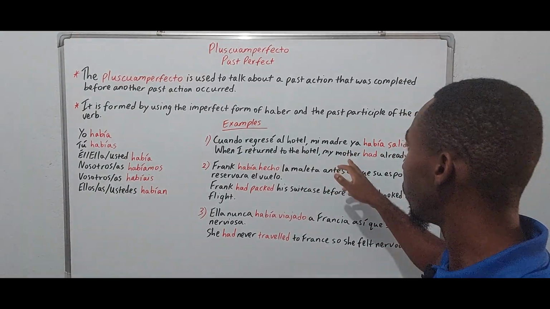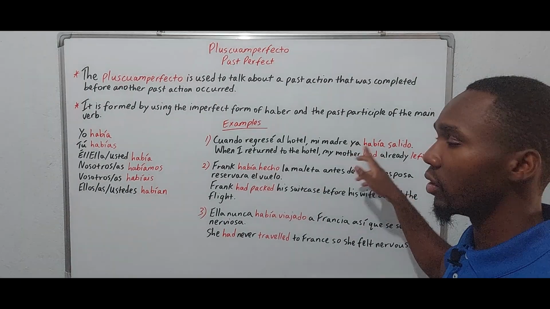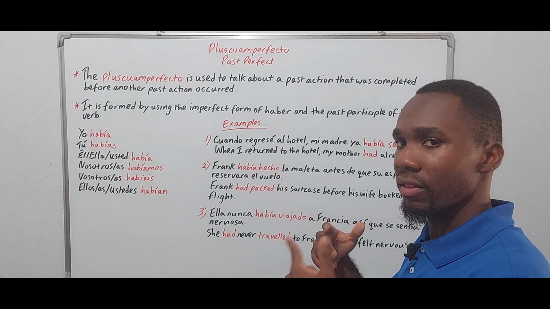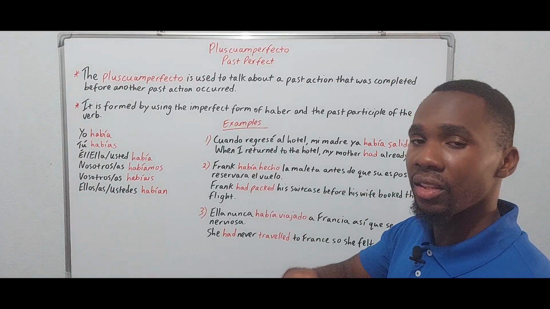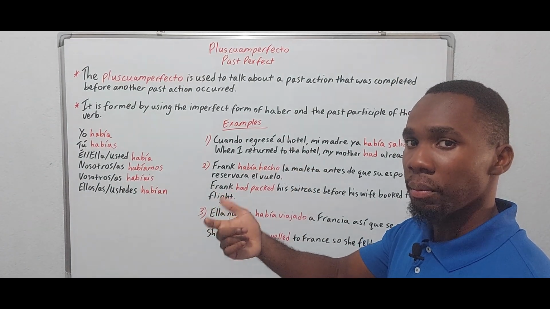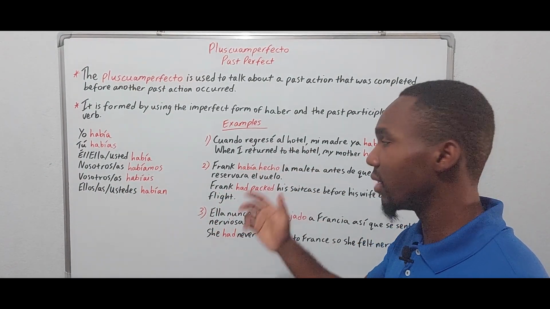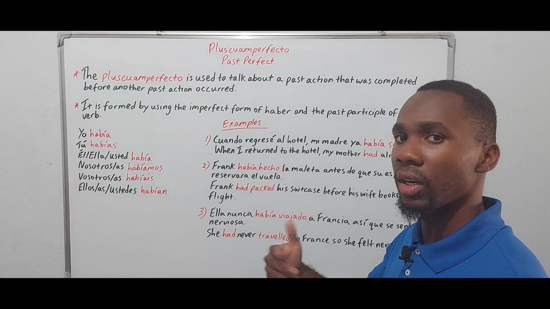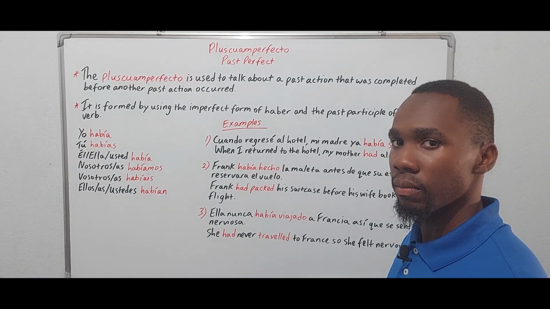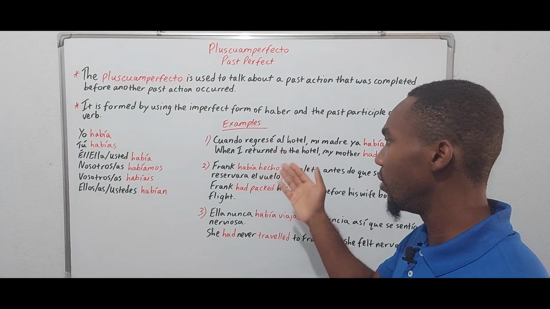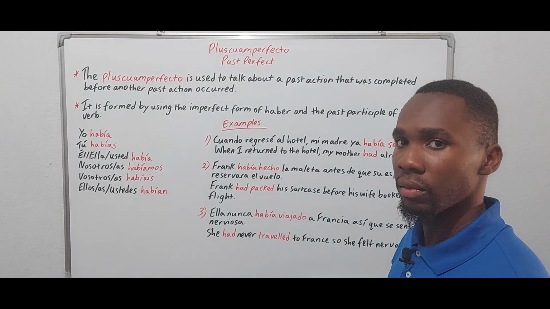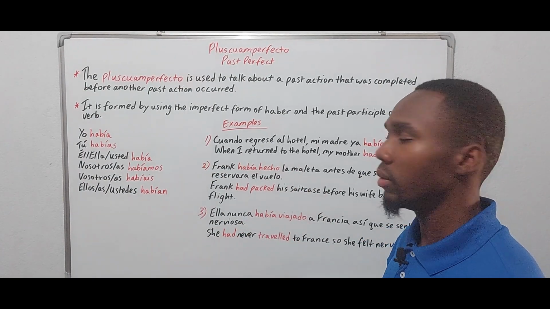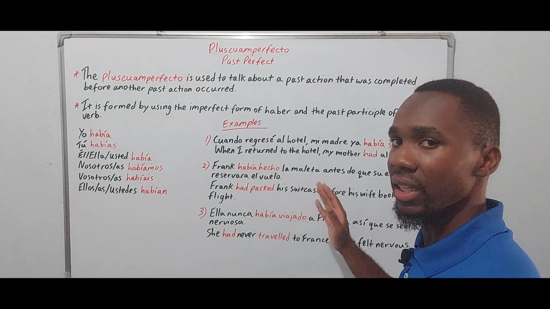So this is why we use the past perfect here, because this is essentially saying my mother had left before I returned to the hotel. That's essentially what this is saying. My mother had already left before I returned to the hotel. Because when I returned to the hotel, she was not there. That means she had already left. So that action took place before my return. Therefore, we need the past perfect.